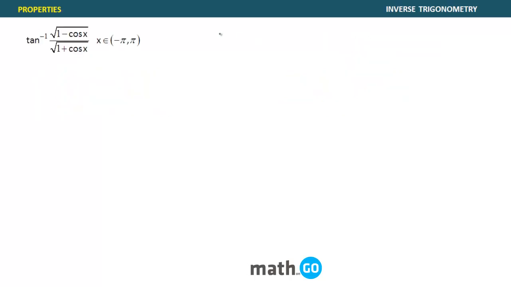Okay, let's take questions on the properties that we have done. The first is this equation: tan inverse of under root of 1 minus cos x divided by 1 plus cos x is given to you. You need to find the value of this, where x is given to lie between minus pi and pi.